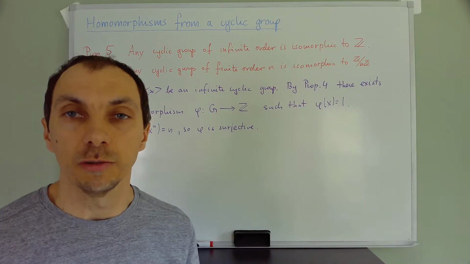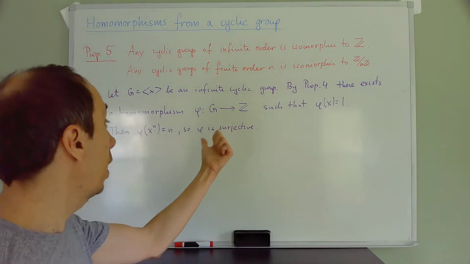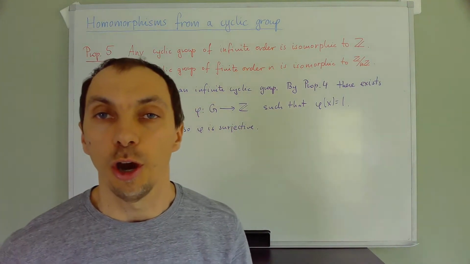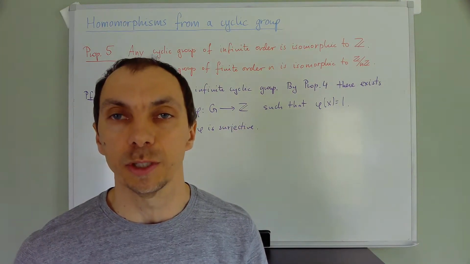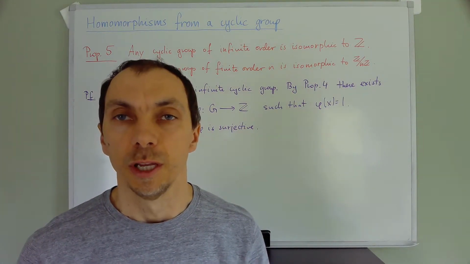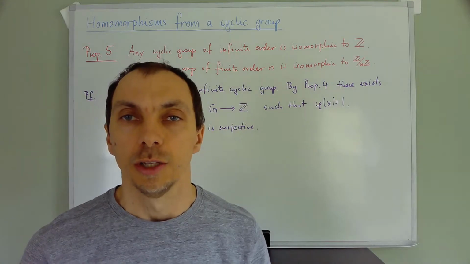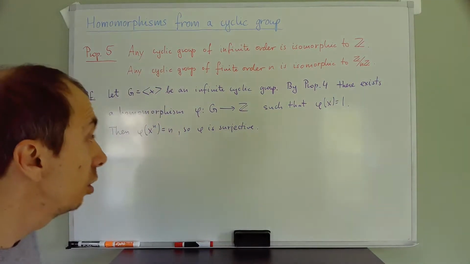What else do I need to know to show that this is an isomorphism? I already know it's a homomorphism. The hard work really here is done by proposition 4. I already know it's a homomorphism, so I just need to show it's a bijection. So I already know it's surjective, so I just need injectivity.